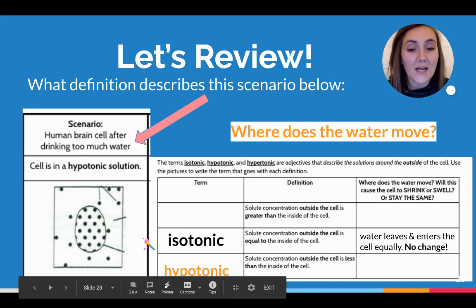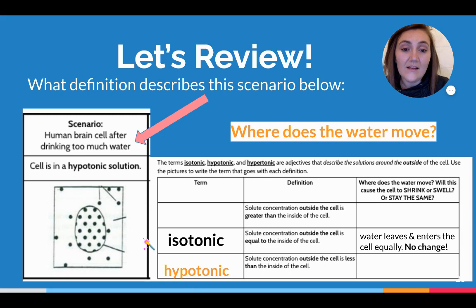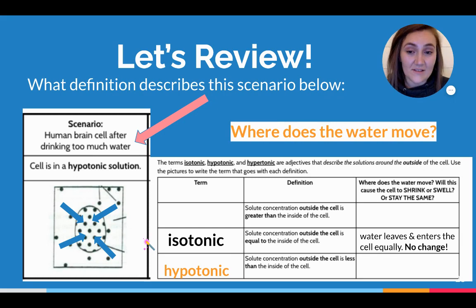So hypotonic, the solute concentration outside of the cell is less than on the inside. Water is going to be entering the cell. Remember, water goes from high to low, but also water is going to where the most solute is present. So in this case, water is moving inside because that is where the most solute is.